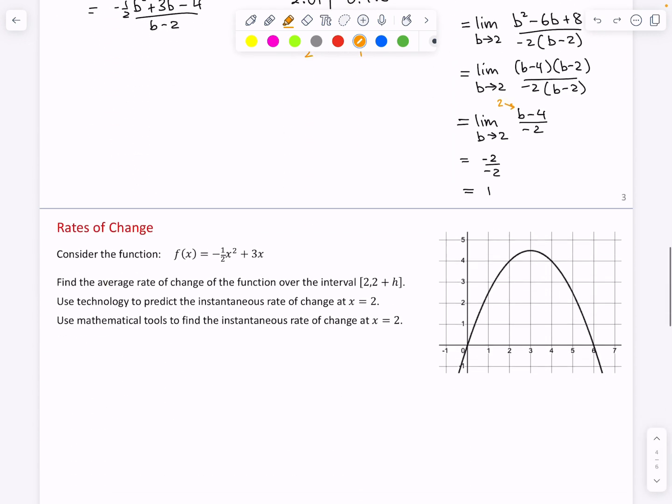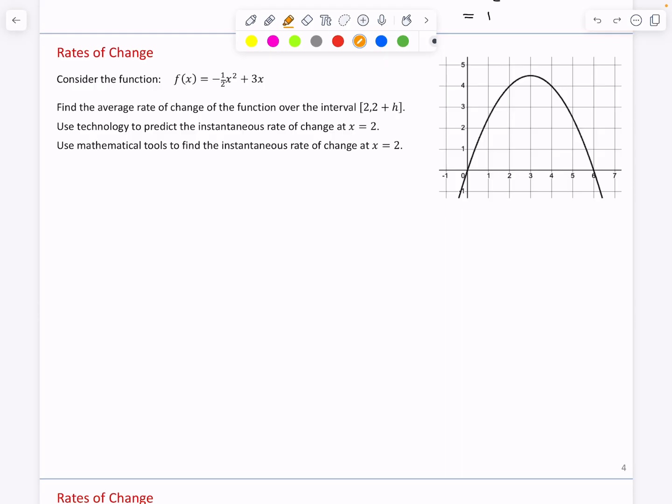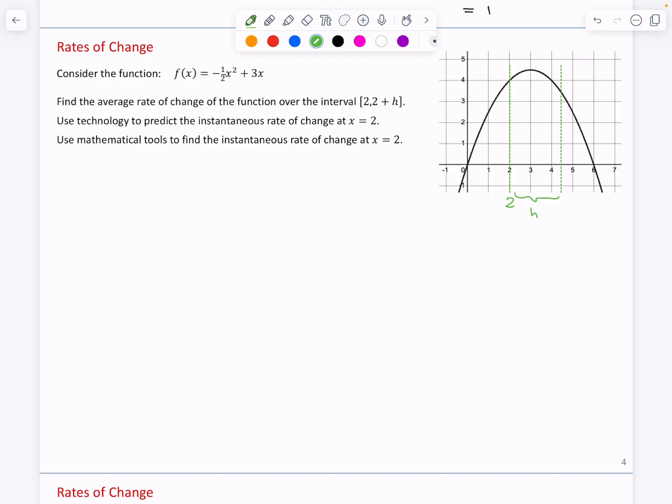Moving on. We have the same function here. This time, however, our interval will be from 2 to 2 plus h instead of 2 to b. So we have x equals 2. We go to the right some amount h to take us to 2 plus h. Again, that gives us 2 points, and I can draw a secant line.